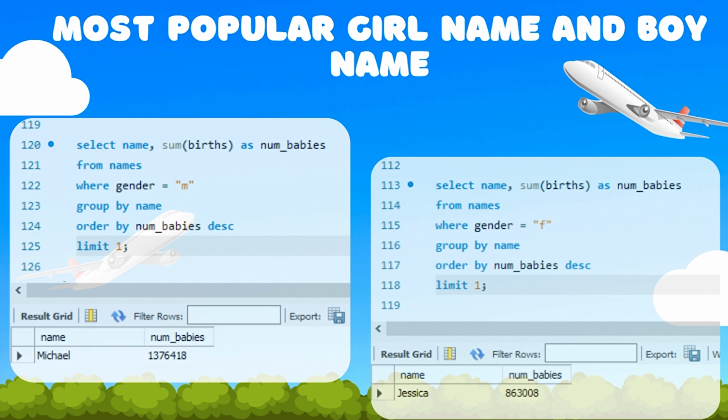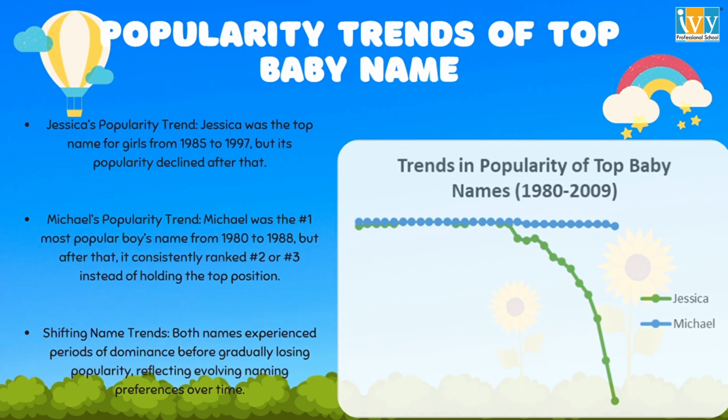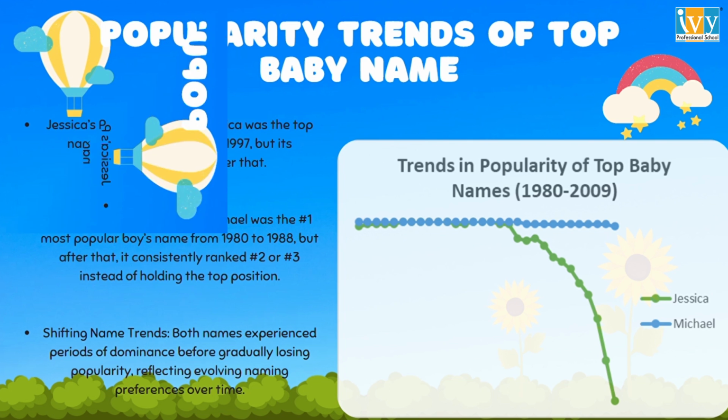First, I analyzed the most popular boy and girl names across all years by summing the births and grouping by the name. I found that Michael was the most popular boy name and Jessica was the most popular girl name from 1980 to 2009. Then I tracked how their popularity changed over the years, where I found that Michael maintained a top 3 rank consistently, while Jessica was number 1 until 1997, after which her popularity dropped significantly. This shows how trends evolve with time.